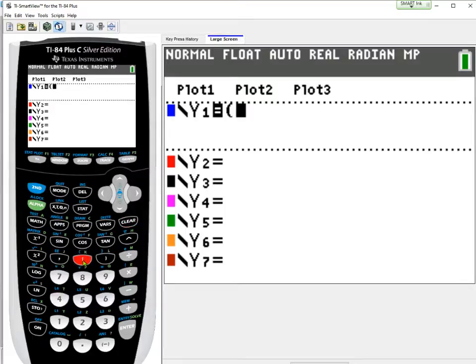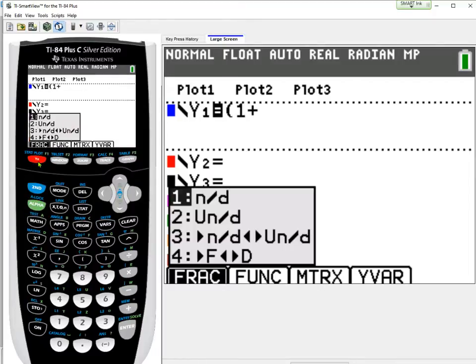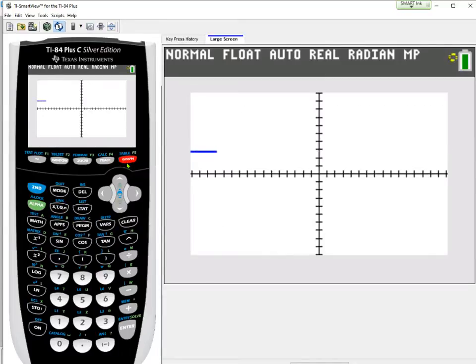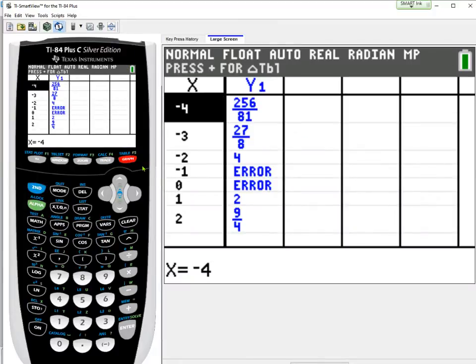So here's what we're going to do. Parenthesis 1 plus the fraction 1 over, I can't do n, but I'm going to do x. That's okay, right? And this is all going to be to the x power. So here is the graph of that. Did I write that correctly? Let's take a look at the table. Okay, we have an error. This is going to get bigger, so I want to change where my table starts.